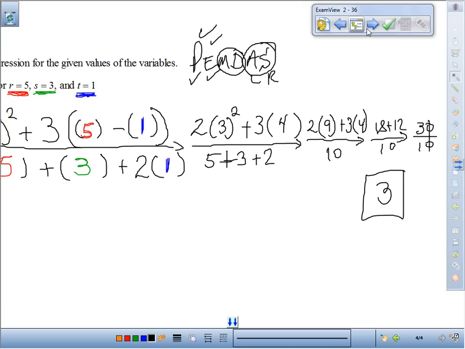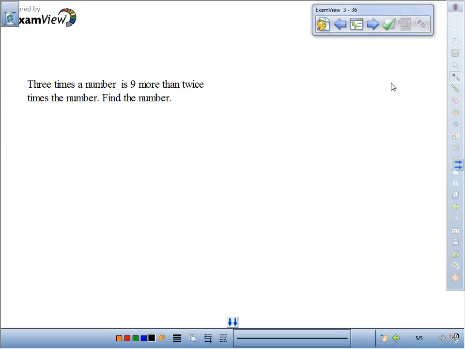Okay, example number 3. Here we go. It says, 3 times a number is 9 more than twice the number. Find the number. So here we go. First thing that I want you to do is identify the word is. The word is. And we know that is a what? An equal sign, okay? So we're going to focus first on the first part. It says 3 times a number. How do we write that? 3x.